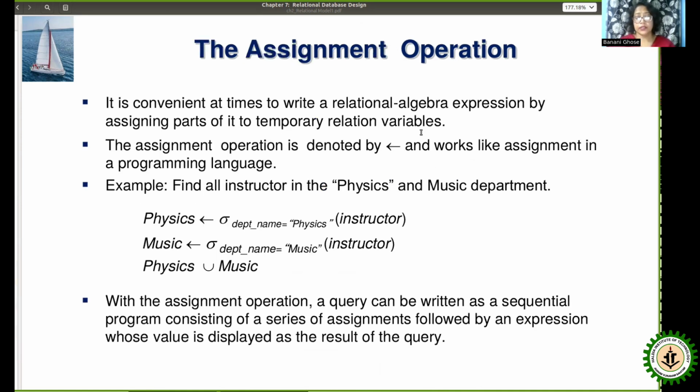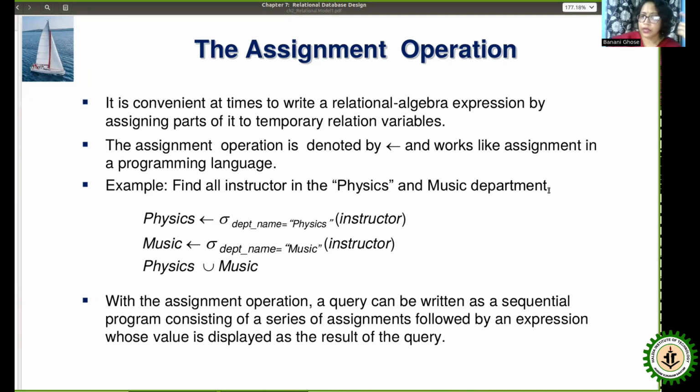Now coming to the assignment operator. What is the use of the assignment operator? The assignment operator is basically used to give names to intermediate tables. What is the need of an intermediate table? Suppose a particular relational algebraic expression has more than one operation in it. Whenever one particular operation is executed, we can think of its result as being assigned to a temporary table.